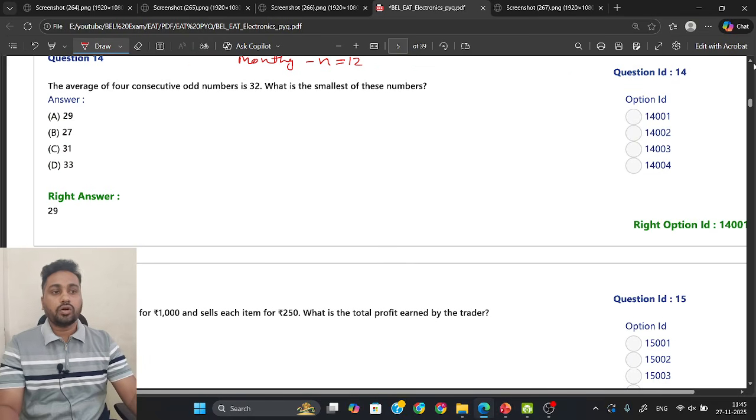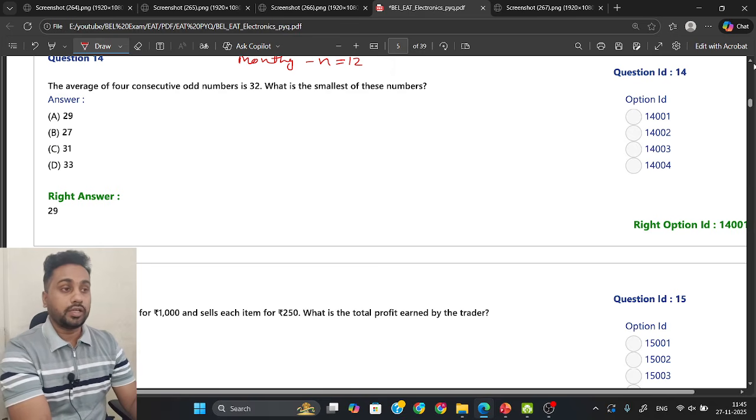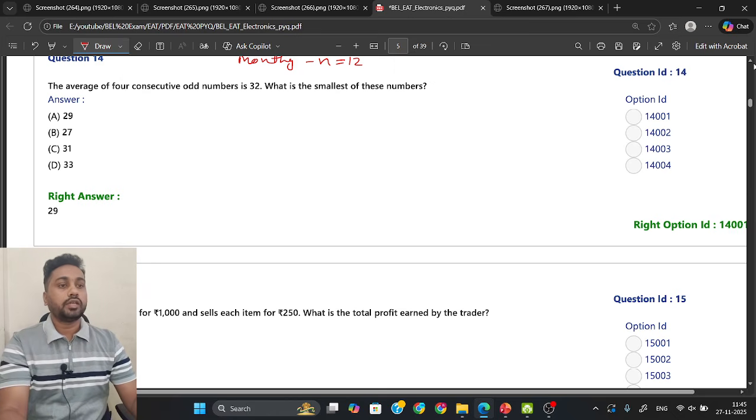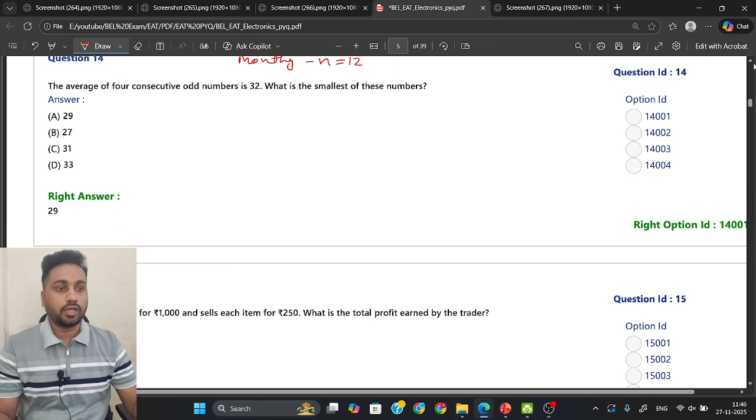The average of 4 consecutive odd numbers is 32. What is the smallest of these numbers? Whenever you calculate the average of consecutive numbers, the average is always the middle of the series. So 32 will come in the middle of the series. It is asking for consecutive odd numbers, 4 odd numbers, so in the middle we are getting 32.